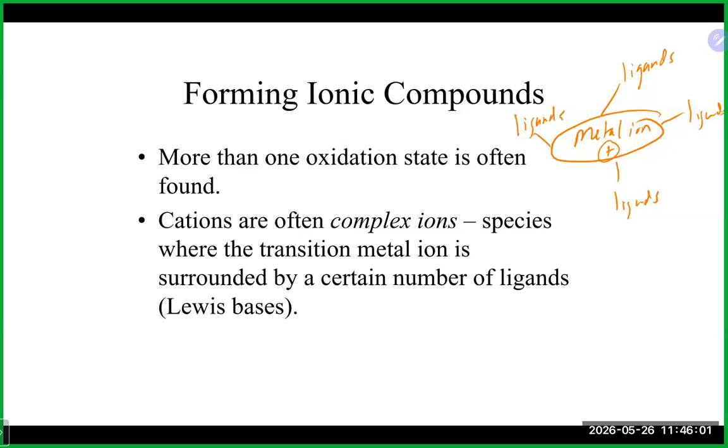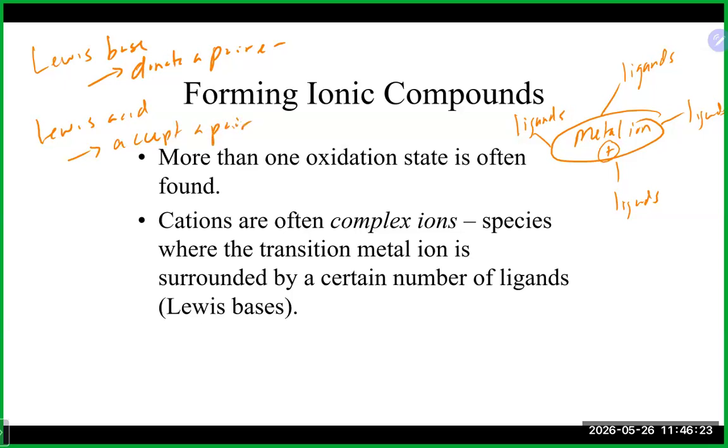And the ligands are basically Lewis bases, and a reminder that Lewis bases are things that will donate a pair of electrons. So not accept, but donate a pair of electrons. And a Lewis acid is something that will accept a pair of electrons. So a lot of times when we look at complex ions, we think of it more as a Lewis acid-base situation happening.